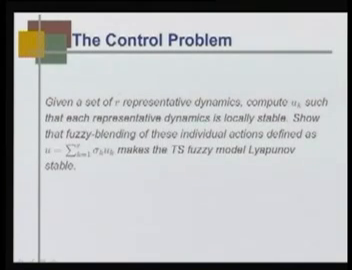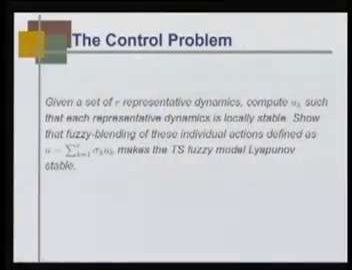R representative dynamics means, for example, 2 representative dynamics if 2 rules are fired. In principle, all R rules can be fired, which is why R representative dynamics. Compute K k for each subsystem, and then the fuzzy blending of u, equal to the sum from k equals 1 to R of sigma k u k, makes the T-S fuzzy model Lyapunov stable. This idea comes from the last class that we discussed.